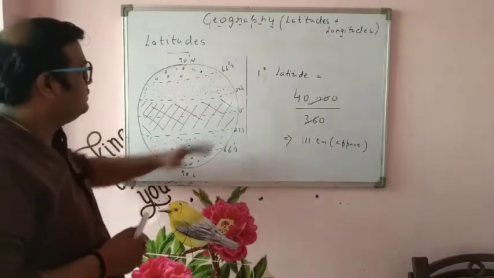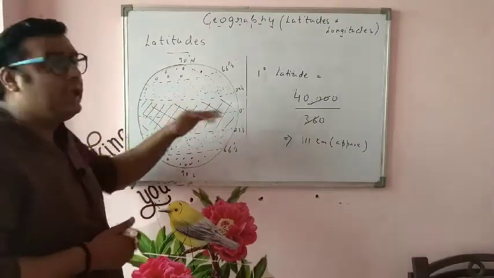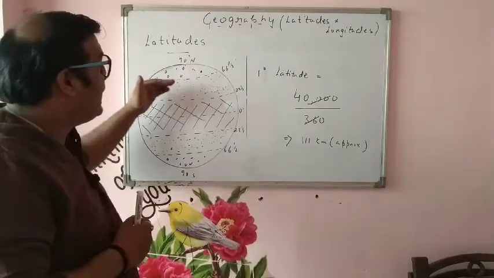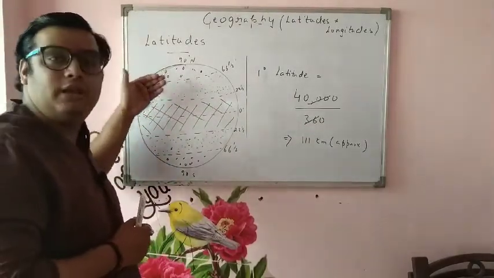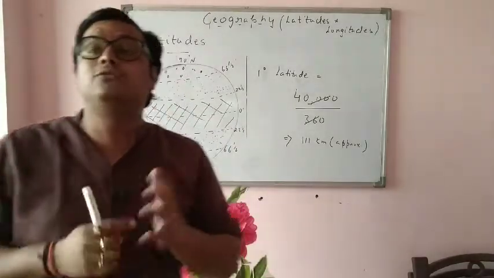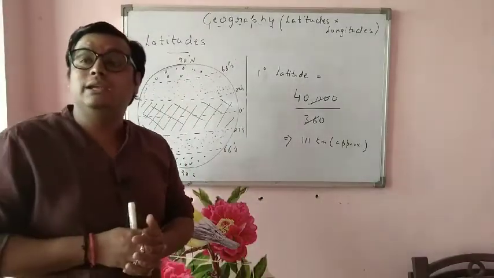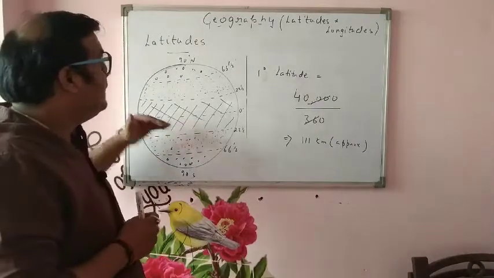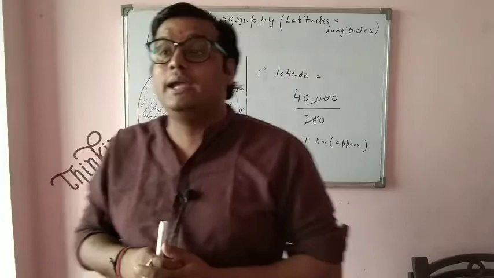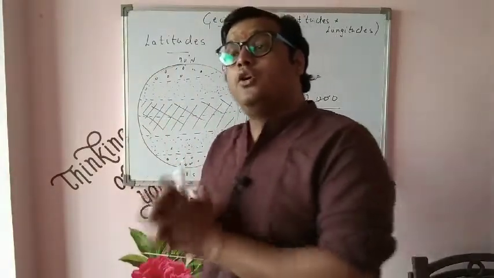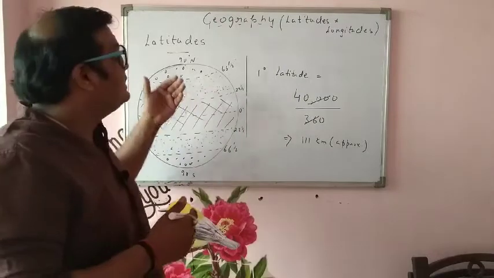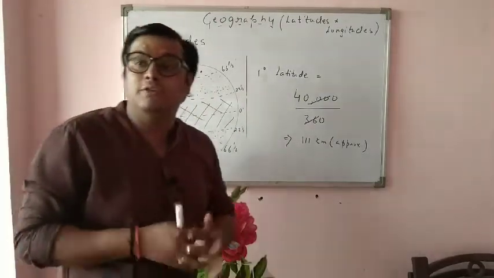Now, this is north, this is south, this is east, this is west. Everybody knows. So, these lines are running from east to west and they are 90 on both sides: 90 on the northern hemisphere and 90 on the southern hemisphere. Latitudes are known as the circles of the earth, and these circles are represented by the lines which are known as latitudes. Now, what is the equator?